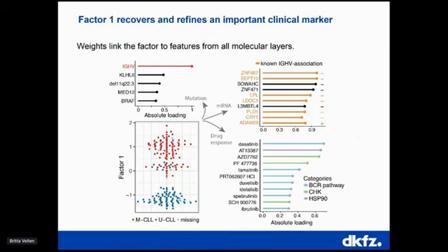And also we can use this to refine the clinical marker and also identify outliers, like the red point on the bottom, where the biological background of the sample does not correspond well to the clinical label, which might actually be wrong or misleading.